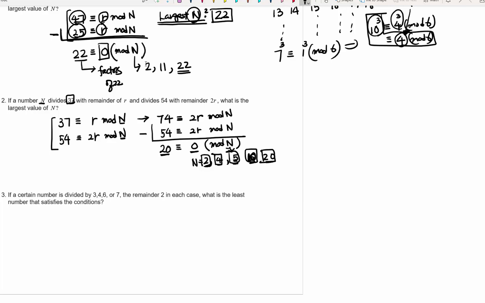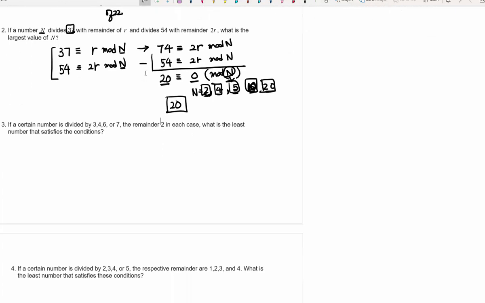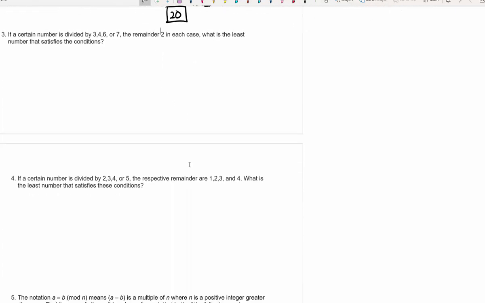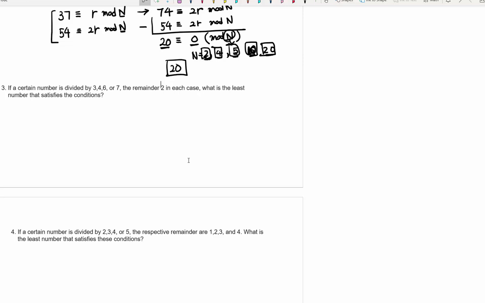So this is your modular system. 20 divided by 2, remainder 0; 20 divided by 4, remainder 0. So over here, the largest value of n is still 20. 20 is the answer. All right, now the next question. Take a look.